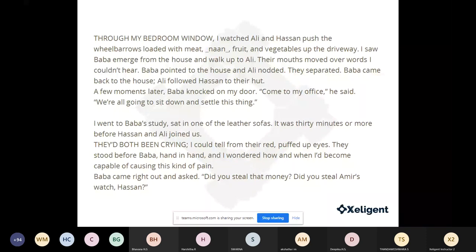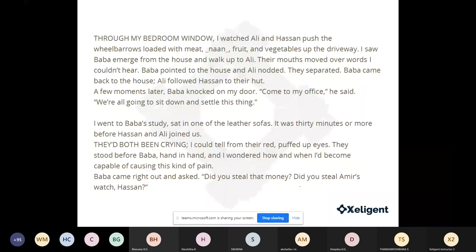"Come to my office," he said. "We're all going to sit down and settle this thing." I went to Baba's study, sat in one of the leather sofas. It was 30 minutes or more before Hassan and Ali joined us. They'd both been crying. I could tell from their red puffed up eyes. They stood before Baba, hand in hand, and I wondered how and when I had become capable of causing this kind of pain. Baba came right out and asked, "Did you steal that money? Did you steal Amit's watch, Hassan?"